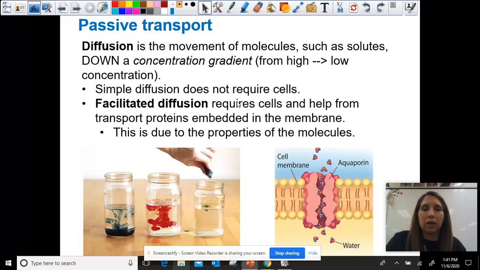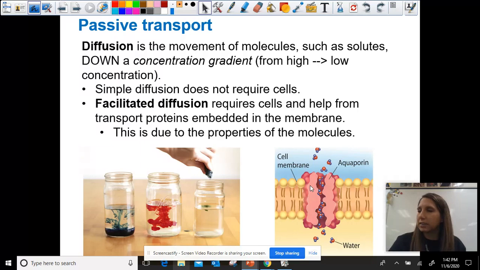So when we talk about regular old diffusion, when I talked about air freshener and farts, that is an example of what we call simple diffusion. You do not need cells or living things really to do that. All right. However, diffusion can also occur across the cell membrane in living things. And so that will be the example that we look at specifically with something like water right here.